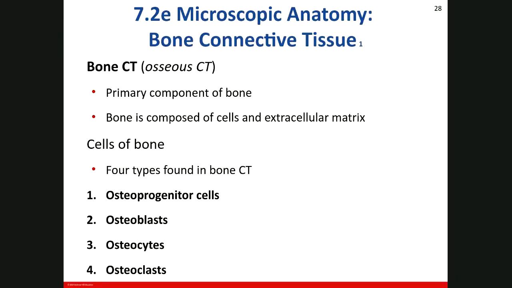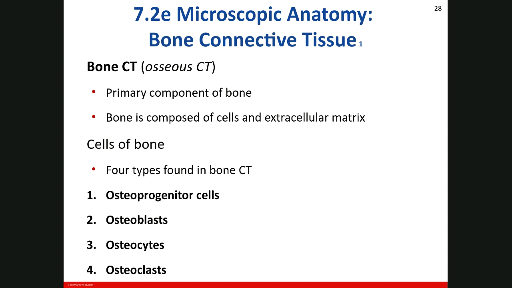In this video, I want to talk about the microscopic anatomy of the bone. The primary component of the bone is bone connective tissue, or osseous tissue. Bone is composed of both cells and extracellular matrix, like all connective tissue in our body. Now, I want to describe the cells and matrix that compose the bone connective tissue, how the matrix is formed and reabsorbed, and the two microscopic arrangements of the bone.